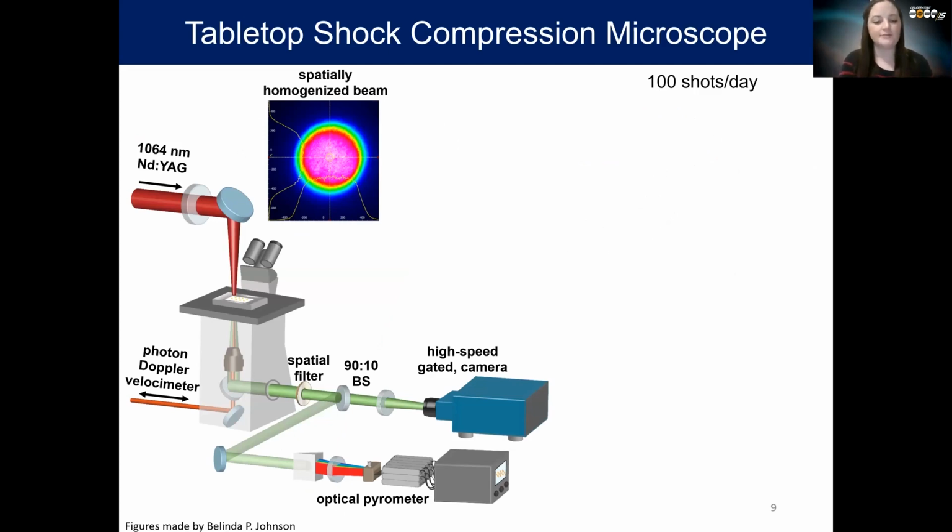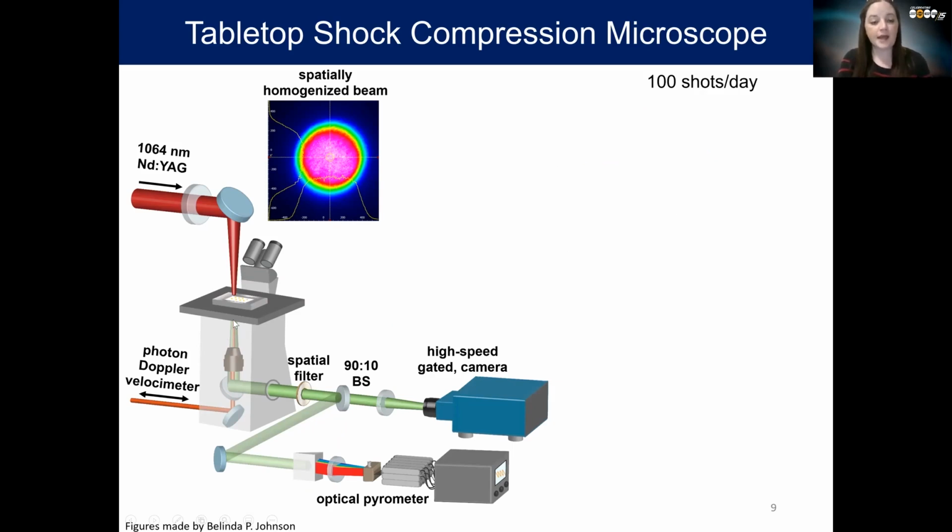So how we use these shock waves is using, like I said, the tabletop shock compression microscope, and a schematic of that is shown here on this slide, where we have a 1064 nanometer neodymium YAG laser that is sent through a homogenizing optic. And this actually makes our beam profile have a flat top beam. And we take our flat top beam and we focus it onto our inverted microscope, which houses our sample array.